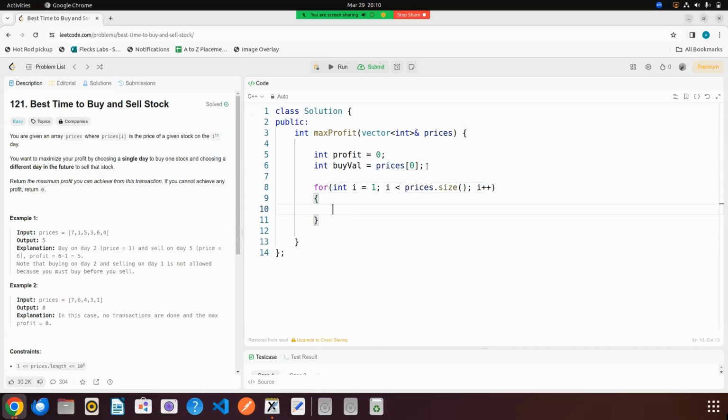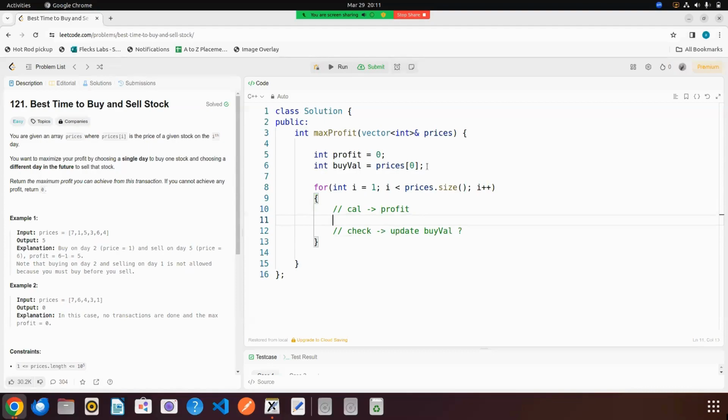Okay. Now, what do we have to do? We have to do 2 things, right? The first thing is what? Calculate the profit, and the second is check whether we can update our buy value or not. Check whether we can update buy value or not, right?